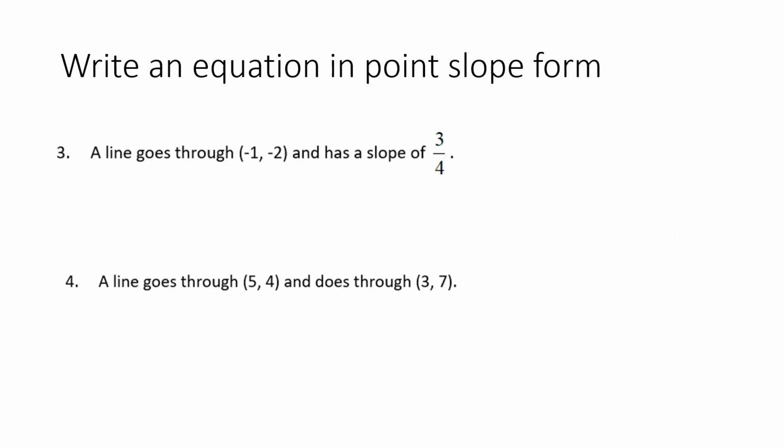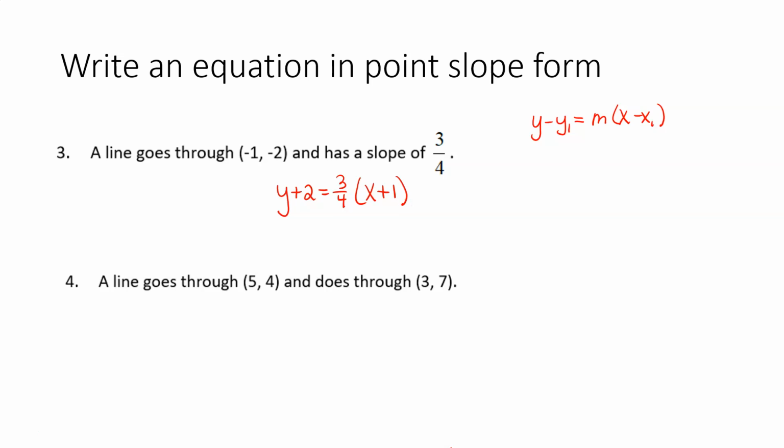All right, number 3. A line goes through the point -1, -2, and has a slope of 3/4. Just plug everything in where it belongs, but be careful with the signs. Our point slope form is subtraction. So we're going to plug in that -2, and it's going to become a negative plugging in for a negative, so it's going to be +2. We're going to put in the slope, and the same thing happens with the x. So be careful with your signs.